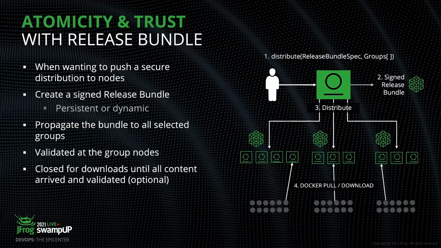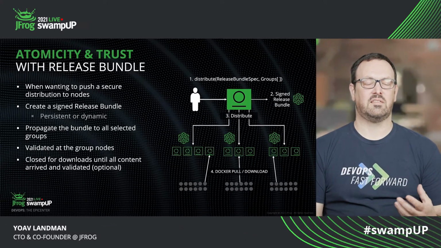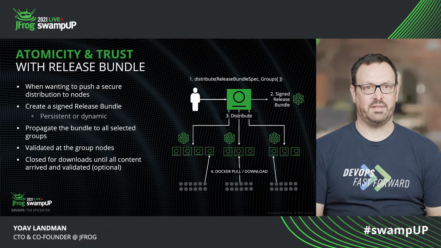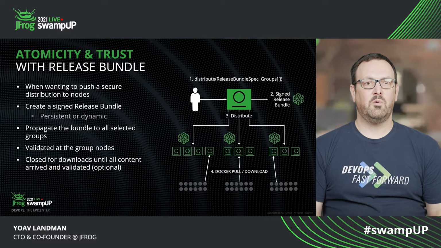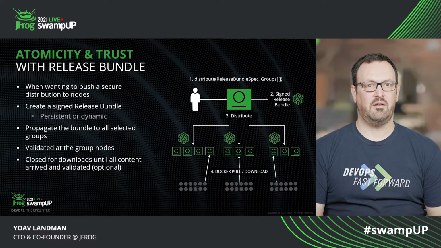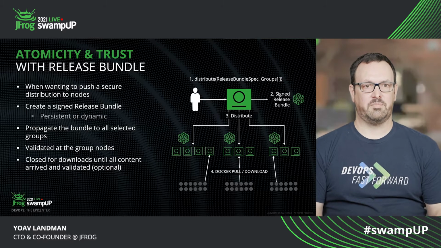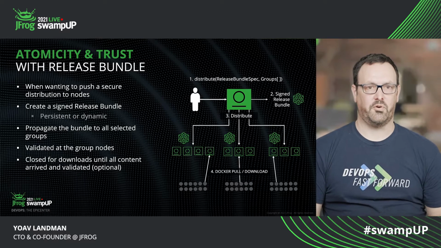Finally, the reason I spoke earlier about release bundles is that this is the mechanism of how to provide atomicity and trust to releases that are being distributed to the PDN. So when you want to push a secure distribution to PDN nodes, you first create a release bundle. This release bundle can be persistent or it can be dynamic, so you can achieve the distribution and the bundle creation in one operation.